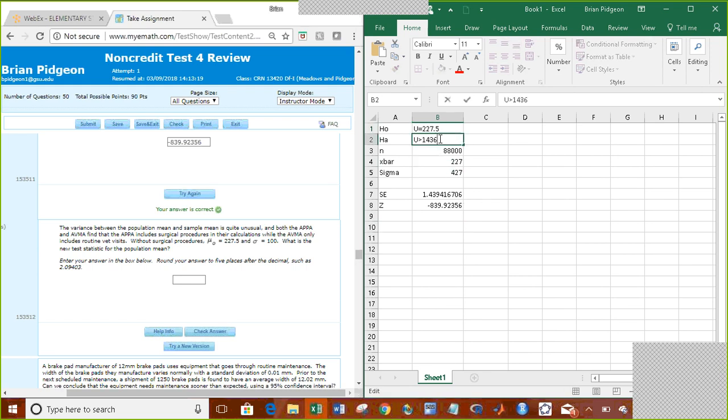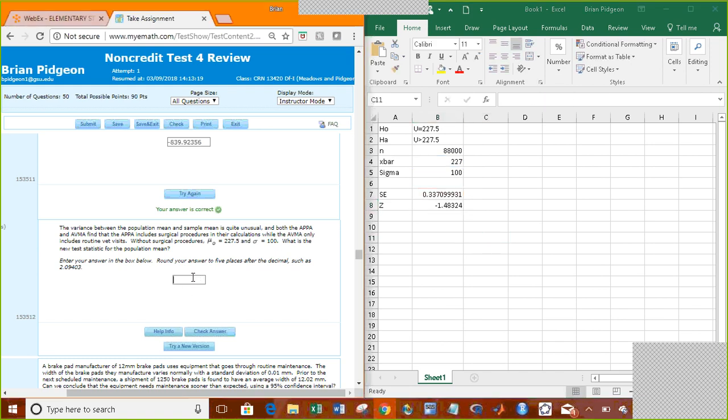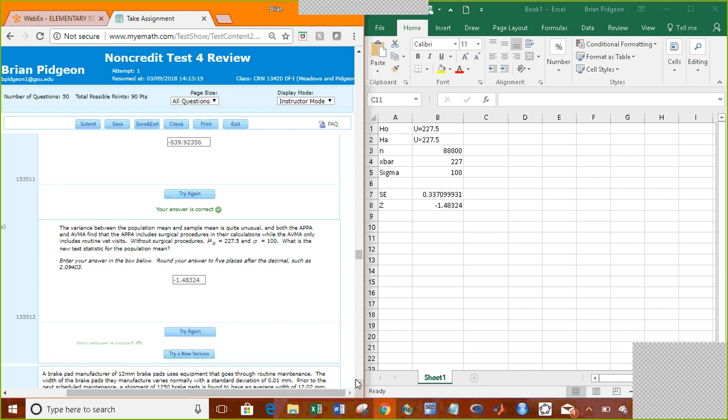And that means we're now testing mu is greater than 227.5. And then sigma is now 100. And now our test statistic is x bar minus 227.5 over the standard error. And that's our new test statistic, which is better. So it's negative 1.48324. There you go.